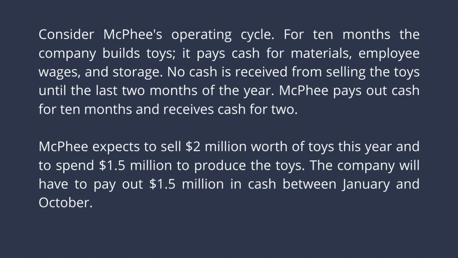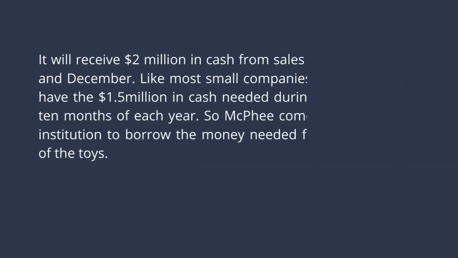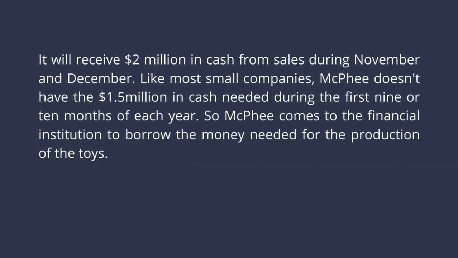McPhee expects to sell $2 million worth of toys this year and to spend $1.5 million to produce the toys. The company will have to pay out $1.5 million in cash between January and October. It will receive $2 million in cash from sales during November and December. Like most small companies, McPhee doesn't have the $1.5 million in cash needed during the first 9 or 10 months of each year. So McPhee comes to the financial institution to borrow the money needed for the production of the toys.